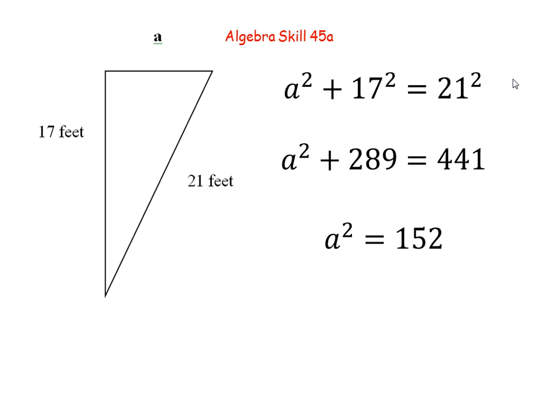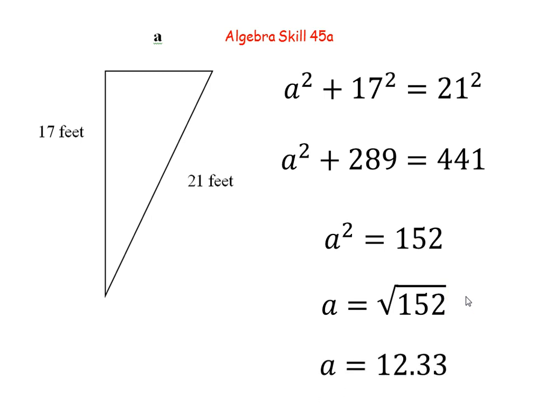So subtracting 289 on both sides gives us 152. 152 is not our answer. That is what a squared is. We do not want to know what a squared is. We want to find out what just a is. So to find out what a is from a squared, we take the square root of both sides of the equation. So taking the square root of a squared gives us a. The square root of 152 is the square root of 152. I am not sure what that is because 152 is not a perfect square. So from using a calculator, we find that a is equal to 12.33.